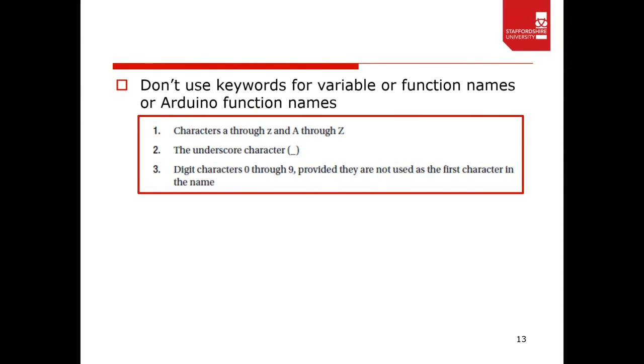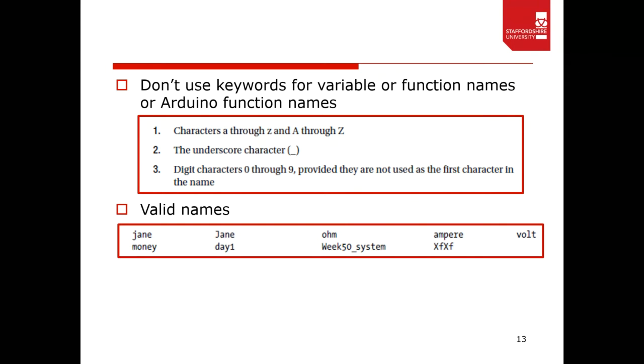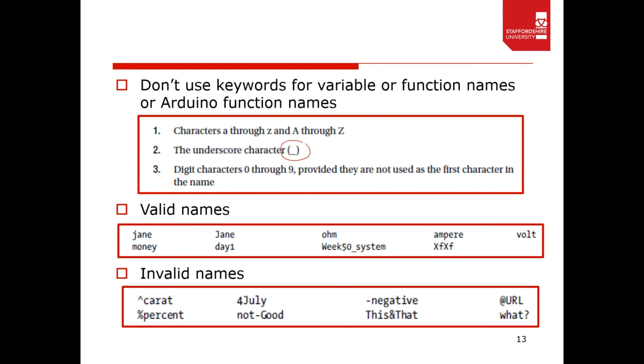So things that we need to know is don't use keywords for variable or function names or Arduino function names. You can use lowercase a to z and uppercase A to Z, and you can use the underscore character. The same as old-fashioned naming, you can use characters 0 to 9. So these are all valid names for variable or function names.